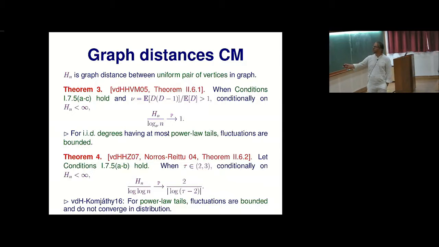And you should really think of this as being morally equivalent to neighborhoods growing exponentially. So if neighborhoods grow exponentially, then typical distances should grow logarithmically.